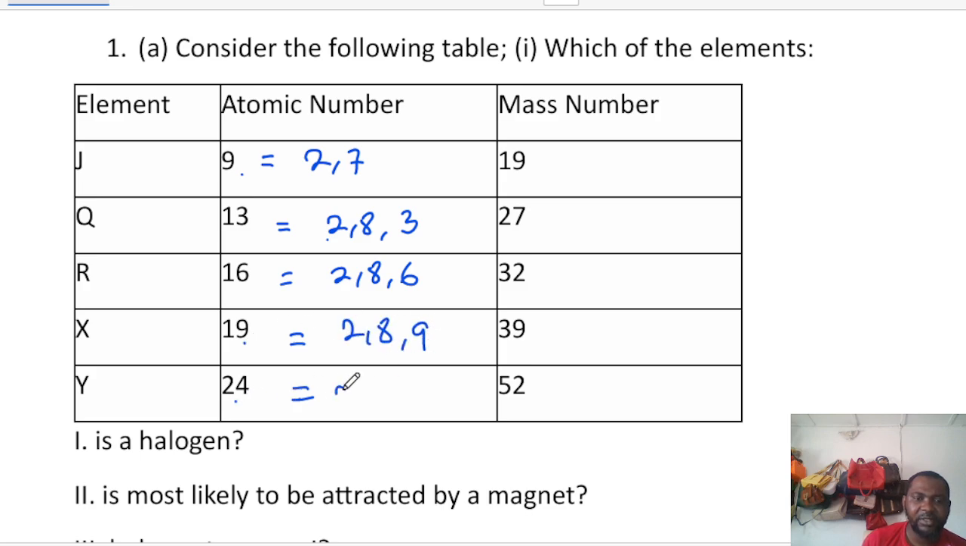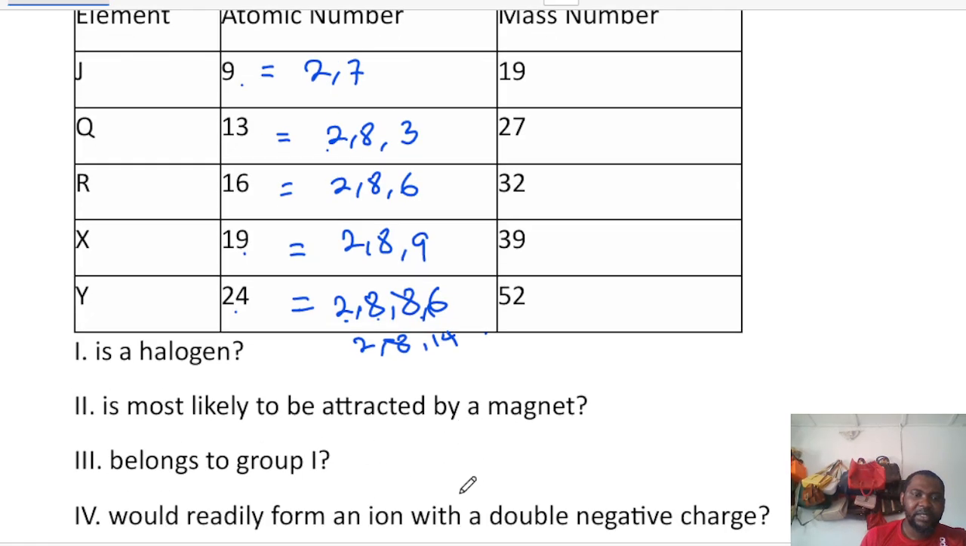The configuration for this one is 24, and 24 means it's more than 20. That's definitely a transition element. It may be proper to use 2, 8, 8: 2 plus 8 is 10, 10 plus 8 is 18, then plus 6. Even if you write it as 2, 8, 14, because the third shell can hold up to 18, this is what we have. Now we can answer the questions.